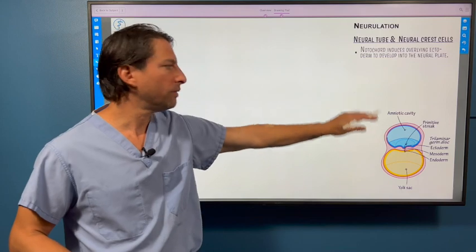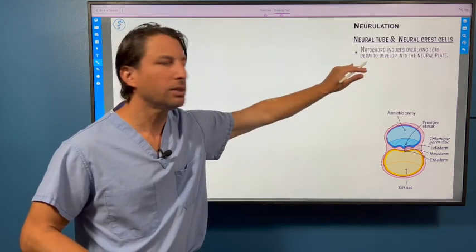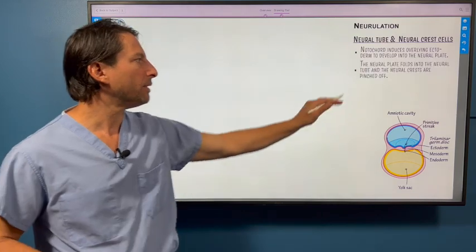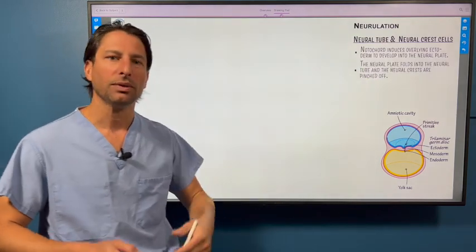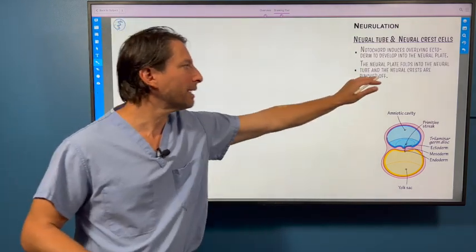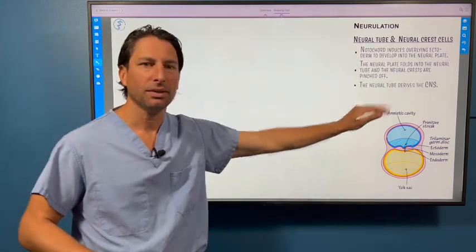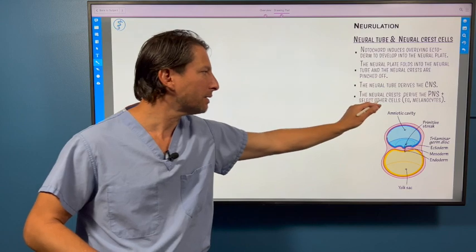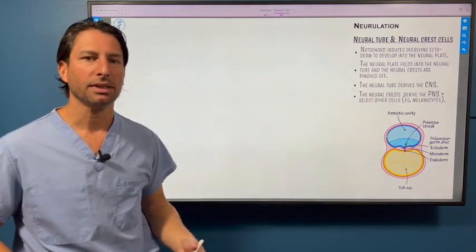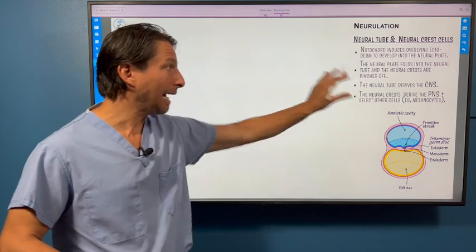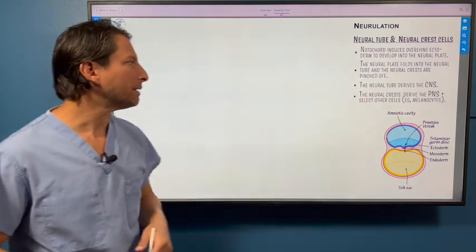The notochord from the mesoderm is going to induce the overlying ectoderm to form a neural plate. Then the neural plate is going to fold into a neural tube, and neural crest cells are going to pinch off. The tube is going to become the central nervous system, and the crest cells are going to form the peripheral nervous system, and then some select other structures. And we're going to hammer this again and again throughout this session.